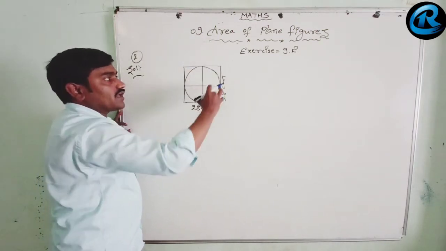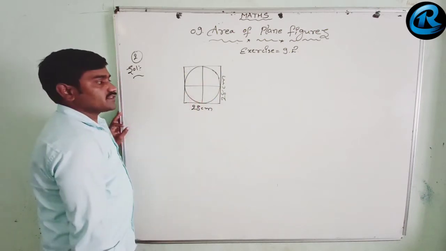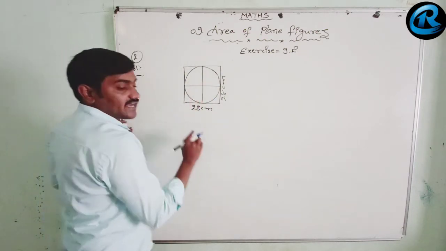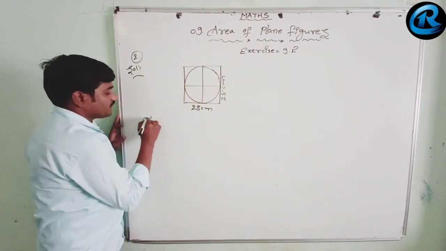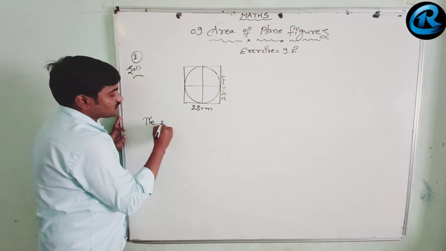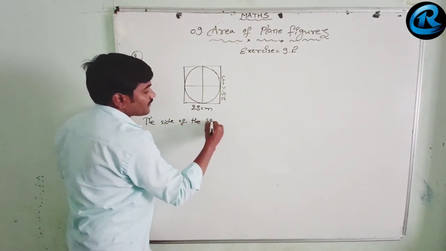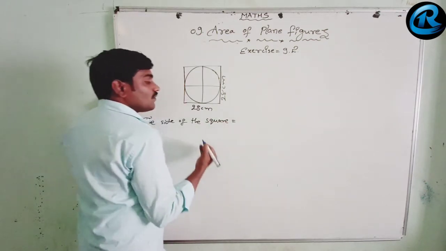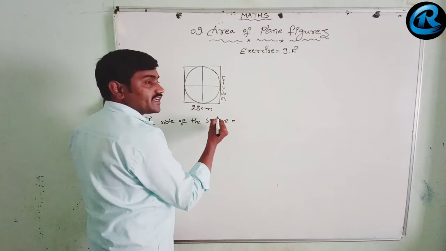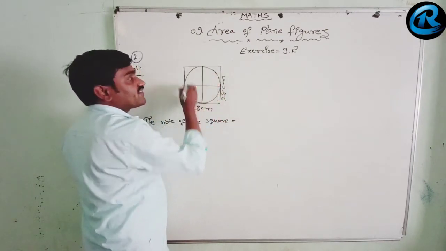Where is the circle? It is in the square. Now we have to find out the area of this circle. So here the side of the square is given. The side of the square is equal to 28 centimeter, but the side of the square is equal to the diameter of the circle.